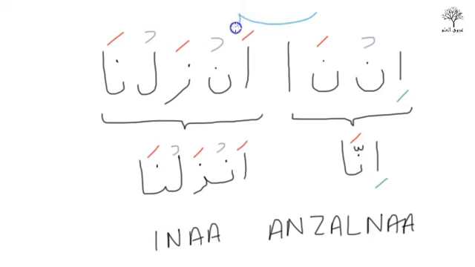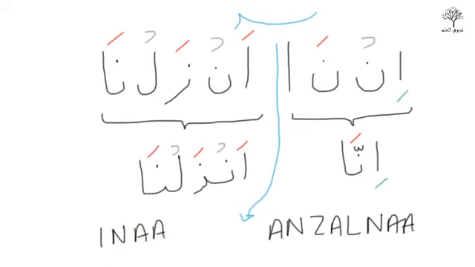So here we have a mad. The mad occurs over here, that's where it is, and it is going to be added here. Whatever letters came before the mad, we're going to extend, prolong those. So sound: Inna anzalna. Have a go with me. Inna anzalna.